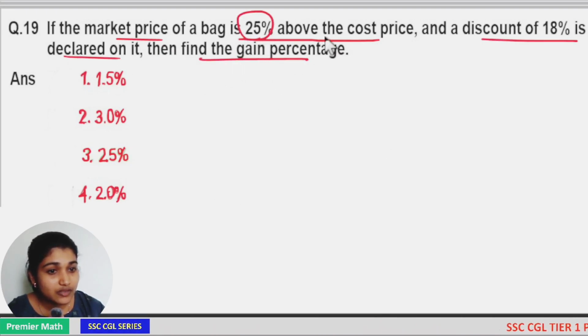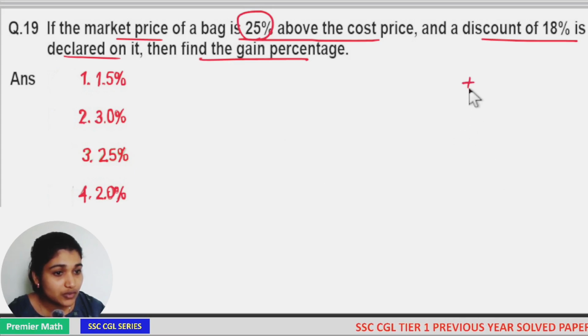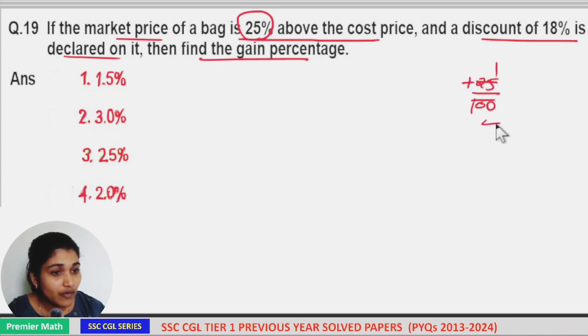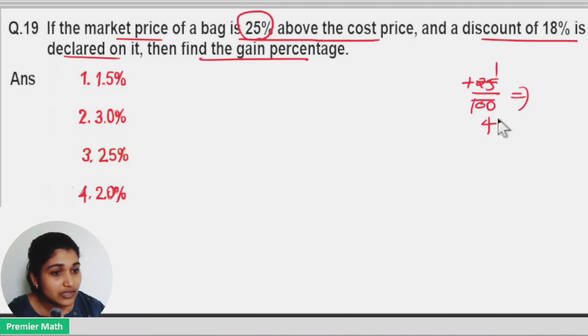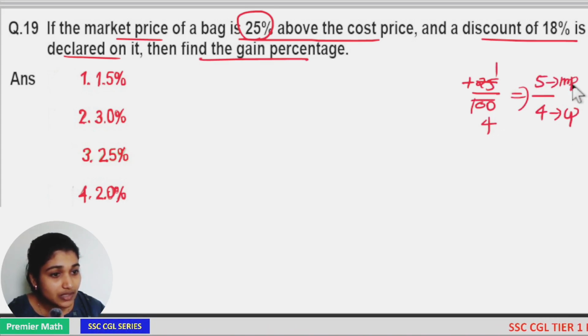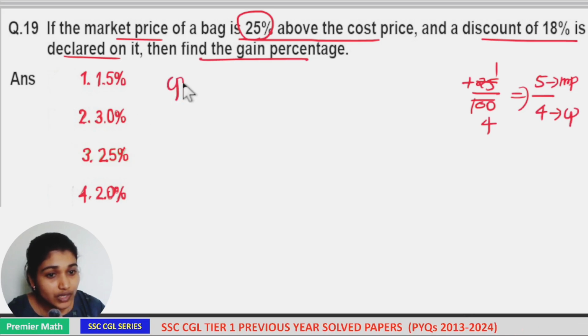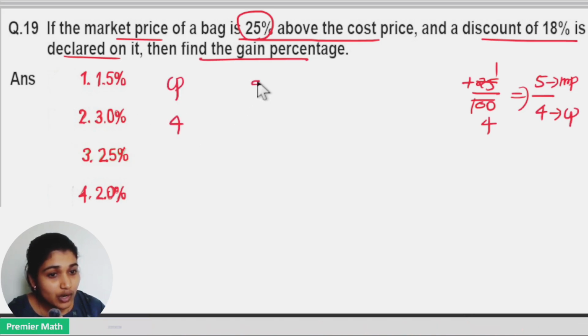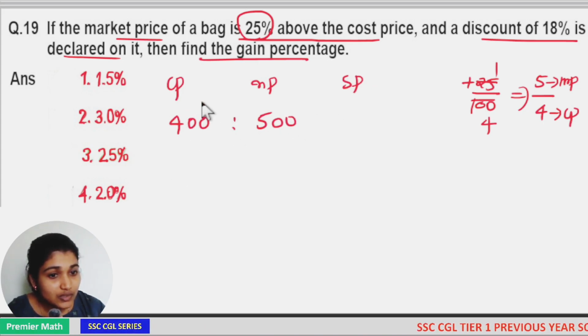Here mark price is 25% above cost price. So here 25% means 25 by 100, that is 1 by 4. So plus 1 by 4 means if 4 part is the cost price, then 4 plus 1, 5 part is the marked price. That is the meaning of 25% above cost price. Now take the ratio. Cost price is 4, marked price is 5. Then take 400 and 500 as cost price and mark price.